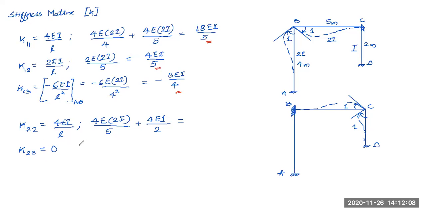Okay, so this is what is required. K12 or K21, we already have it, the value 4 EI by 5. So it is not required to find out K21 again. Okay, the K12 and K21 are equal. That is the property of symmetric matrix. K23 is 0 because at joint B there will not be any force coming over here. There will not be any reaction coming at joint B in this case.